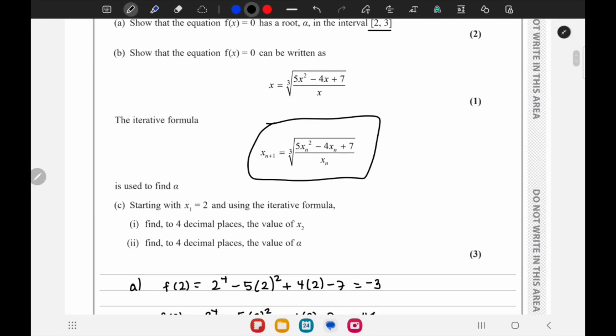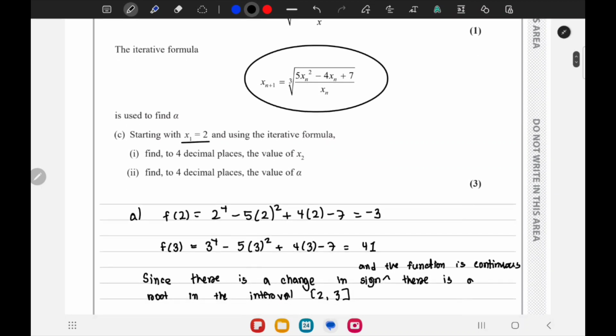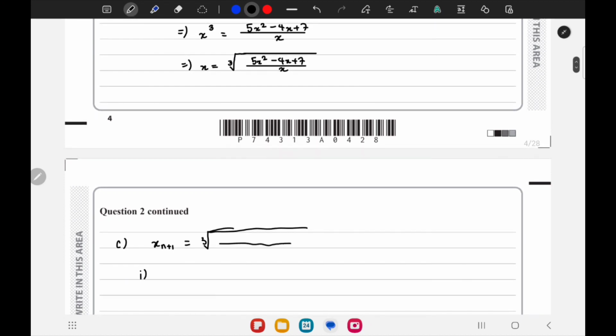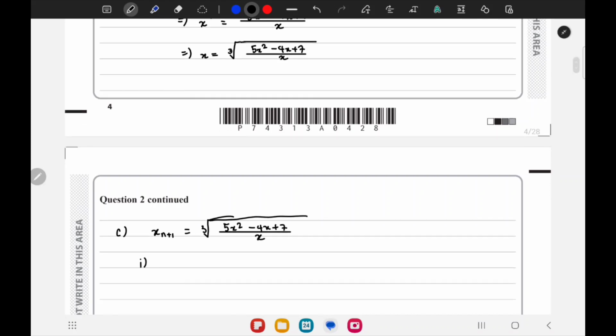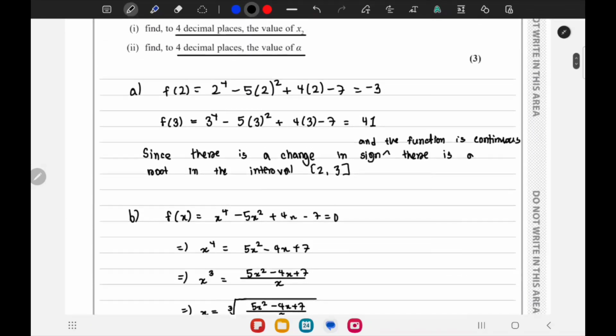Now we are using this as an iterative formula, and then we have to start with x1 equals 2. We have to at first find x2 to 4 decimal places and then find alpha, the root. So C1, the iterative formula is x n plus 1 equals the cube root of 5x square minus 4x plus 7 divided by x. We are given that x1 is 2.